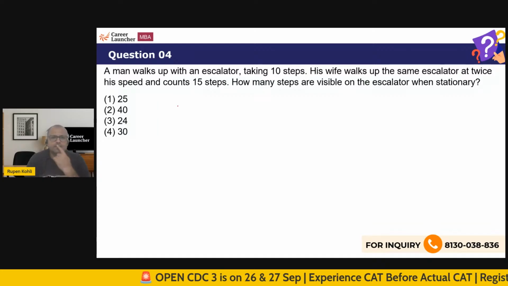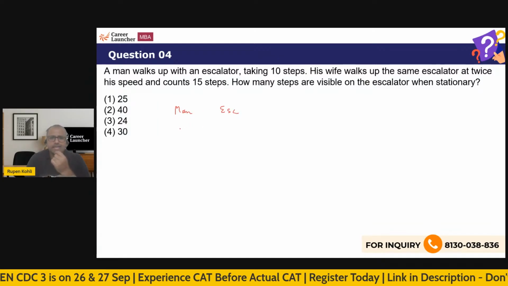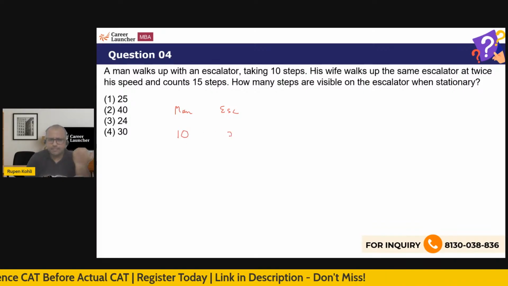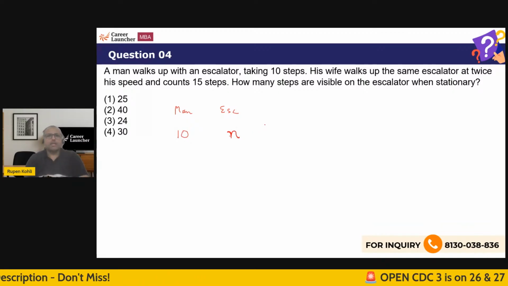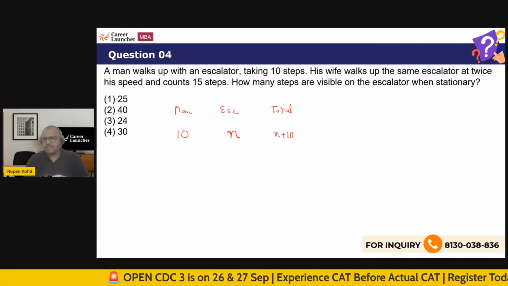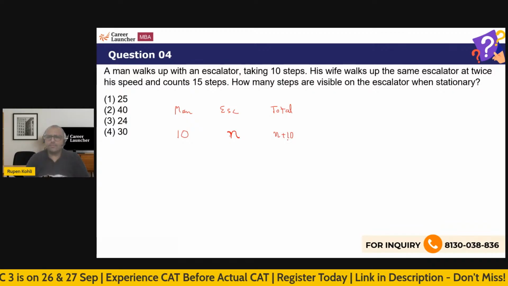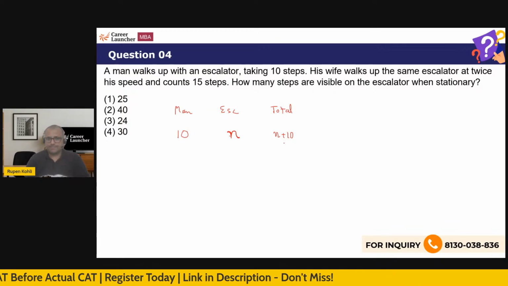So what happens is, man and escalator. The man has taken 10 steps. The escalator would have taken some number of steps in the same time. Let me call that n steps. So I have assumed that the total number of steps on the escalator is therefore n plus 10. Now this won't change even if the wife walks up the same escalator. So the total steps covered will still be n plus 10.